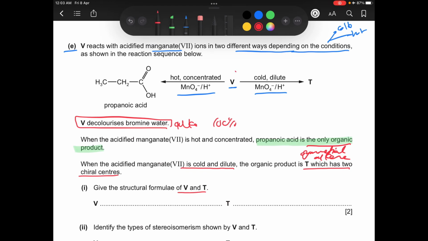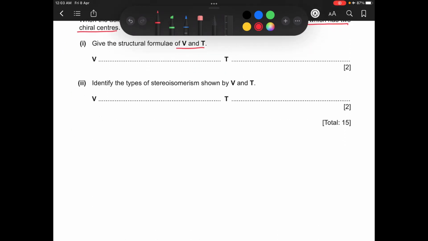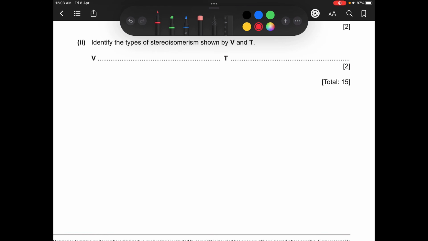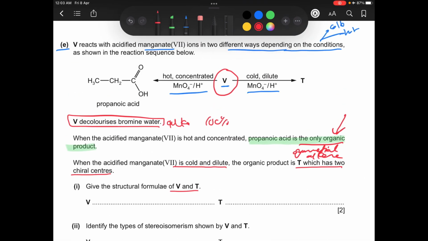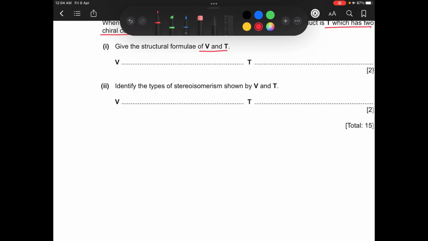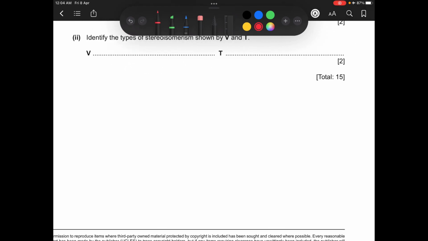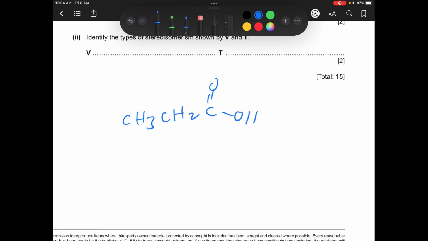So let's start with V. It says that we have only one product, which is a carboxylic acid. Okay, I just want to go down here and draw it. You have only one product, which is propanoic acid. I want to draw it down here: CH3, CH2, C double bond O, OH. I just want to revise something.